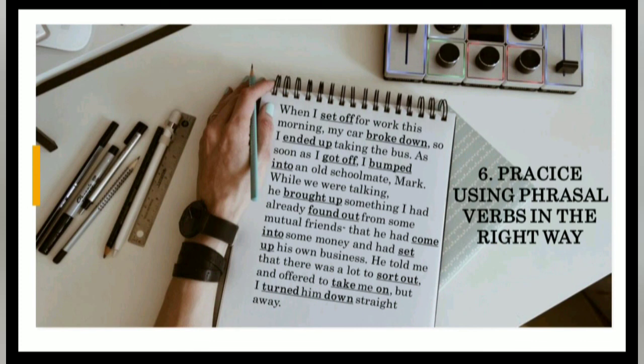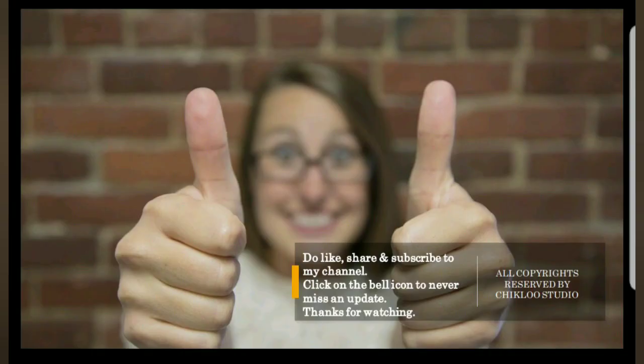Number six is to practice using phrasal verbs in the right way. So what I did here, I took multiple phrasal verbs and then I had a situation in my mind. I have written the situation on a piece of paper. As you can see, the situation is in front of you. If you repeat the same strategy, then automatically you can learn all of these words very quickly.